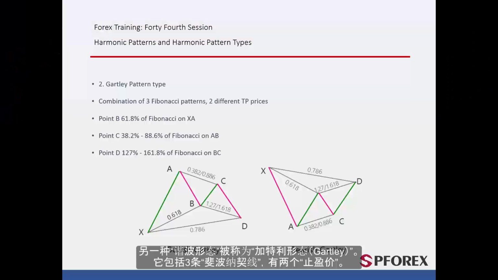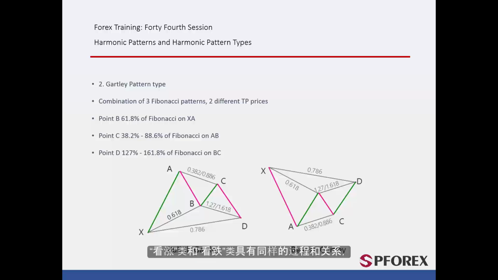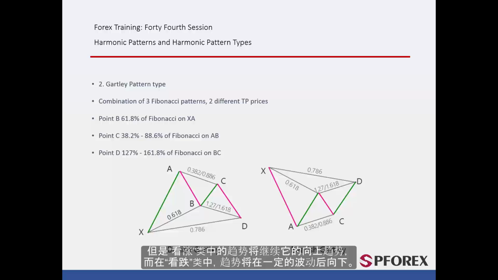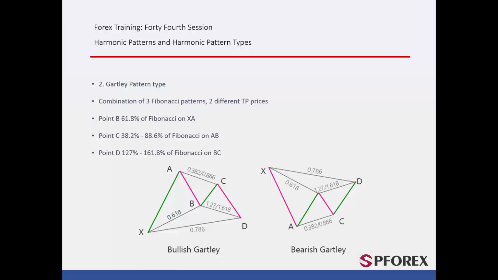Another harmonic pattern is called Gartley. It consists of 3 different Fibonacci patterns with 2 various TP prices. Both bullish and bearish types have the same procedure and relations. However, the trend on a bullish type will continue its upward trend, while on a bearish mode it will decline after certain fluctuations. The trend moves from the starting point X toward the point A. Then it reverses its direction until it reaches point B.